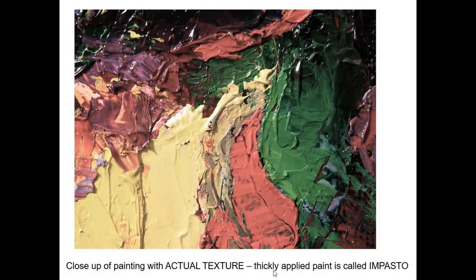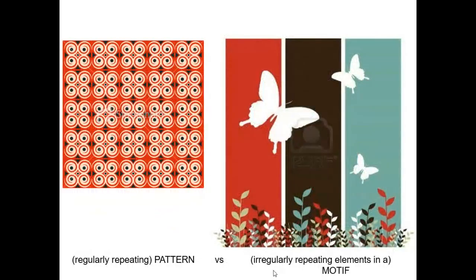This is a pretty extreme close-up of a painting, and I thought you could really clearly see here that we definitely have physical, actual texture in this painting. It's not all smooth. This is an example of impasto, a very thickly painted area, a heavily applied layer of paint we call impasto.